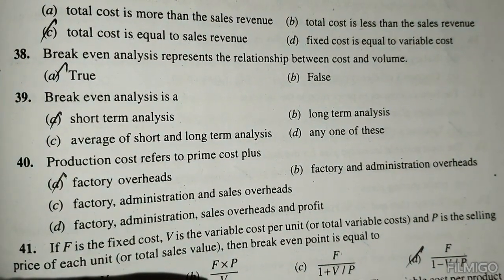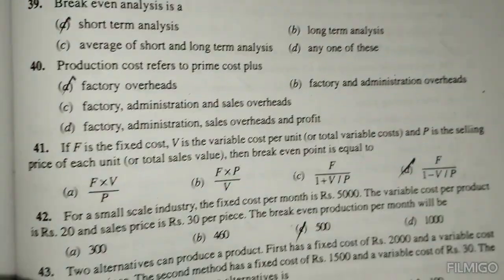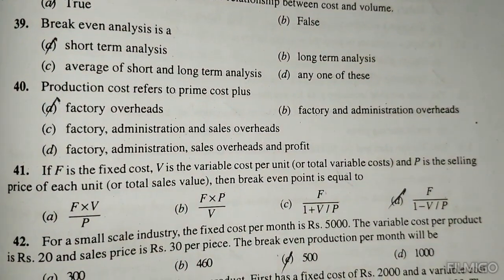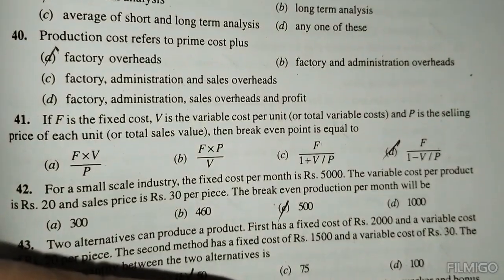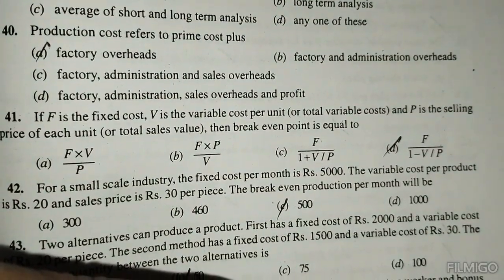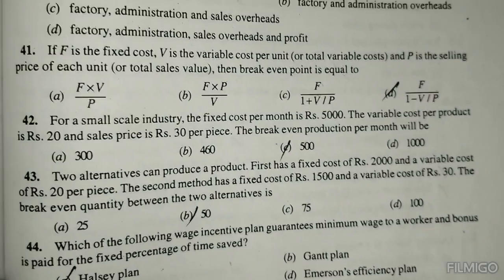Production cost refers to prime cost plus the factory overheads. If F is the fixed cost, V is the variable cost per unit, and P is the selling price of each unit, then the break-even point is equal to F divided by (1 minus V by P).